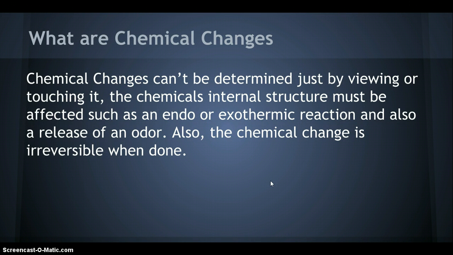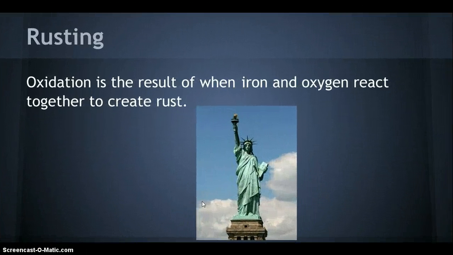Now, what are chemical changes? Chemical changes can't be determined just by viewing or touching it. The chemical's internal structure must be affected, such as an endothermic or exothermic reaction, and also a release of an odor. Also, the chemical change is irreversible when done.